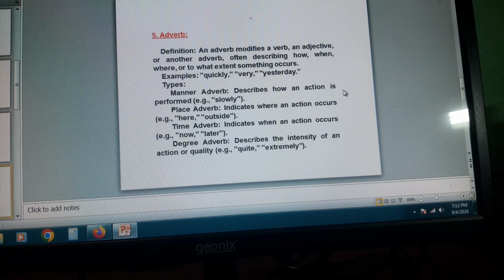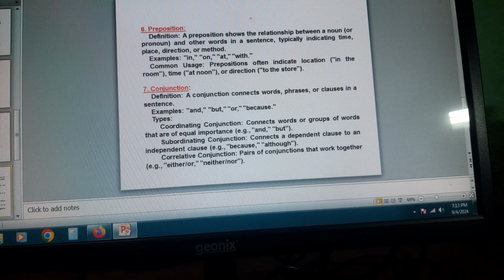Manner adverb describes how an action is performed. Place adverb indicates where an action occurs, for example, here and outside. Time adverb indicates when an action occurs, now, later. Degree adverb describes the intensity of an action or quality, for example, quite, extremely. Now I am going to the sixth slide.